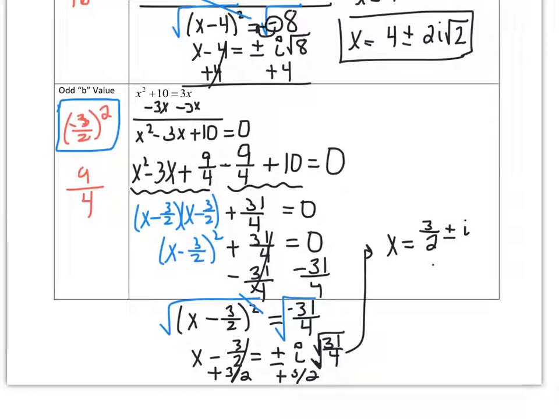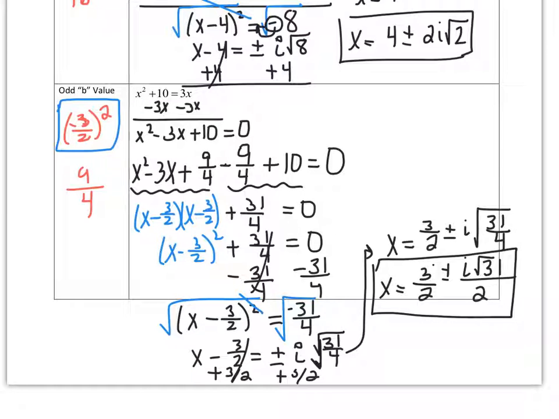minus i rad 31/4. Now we can actually simplify this because the square root of 4 is in fact 2, and the square root of 31 we actually can't, so we just leave it as the square root of 31. So we basically are just going to take the square root of the top, which we can't, so we just leave it, and the square root of the bottom, which is 2. And we bring down everything else. And we're all set. And these are my roots.